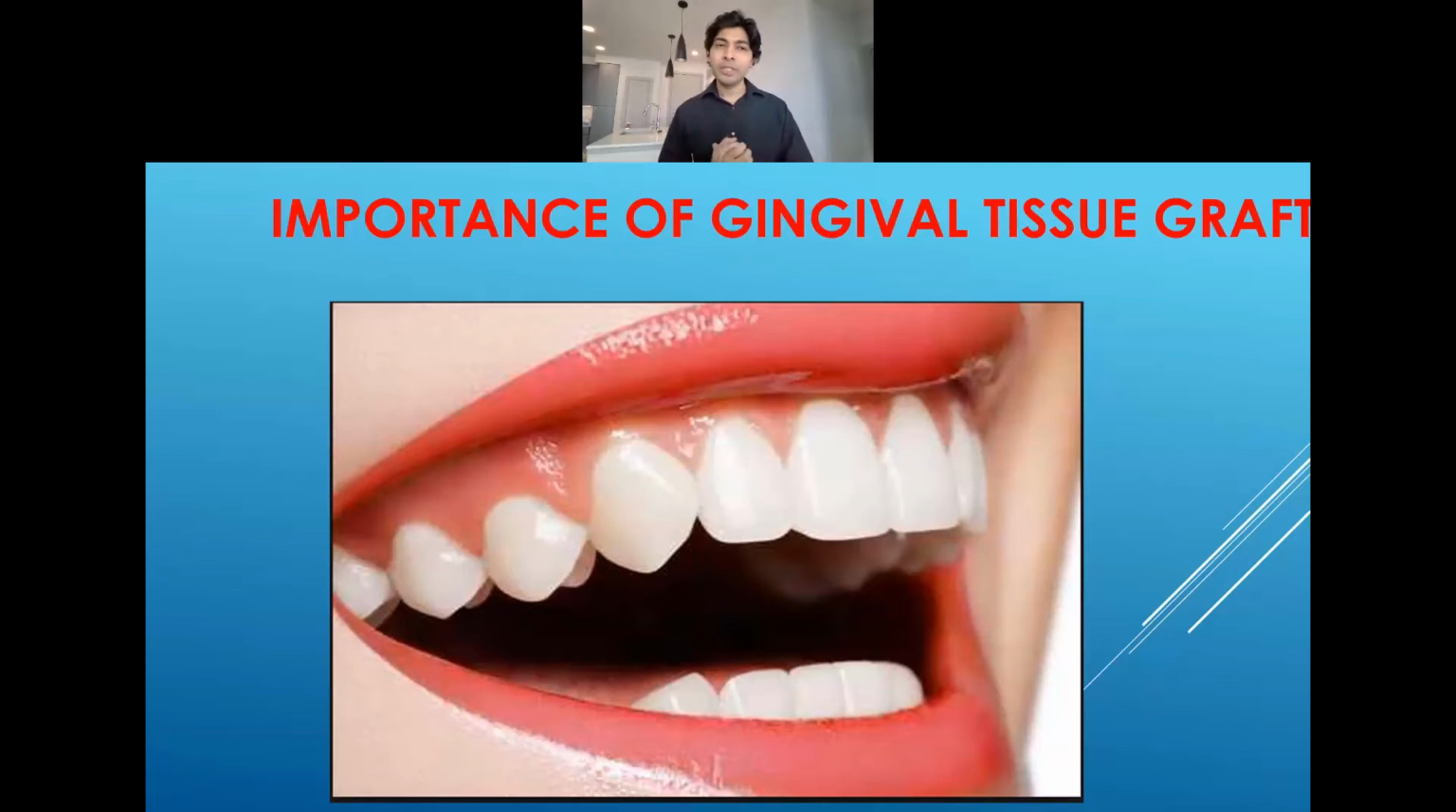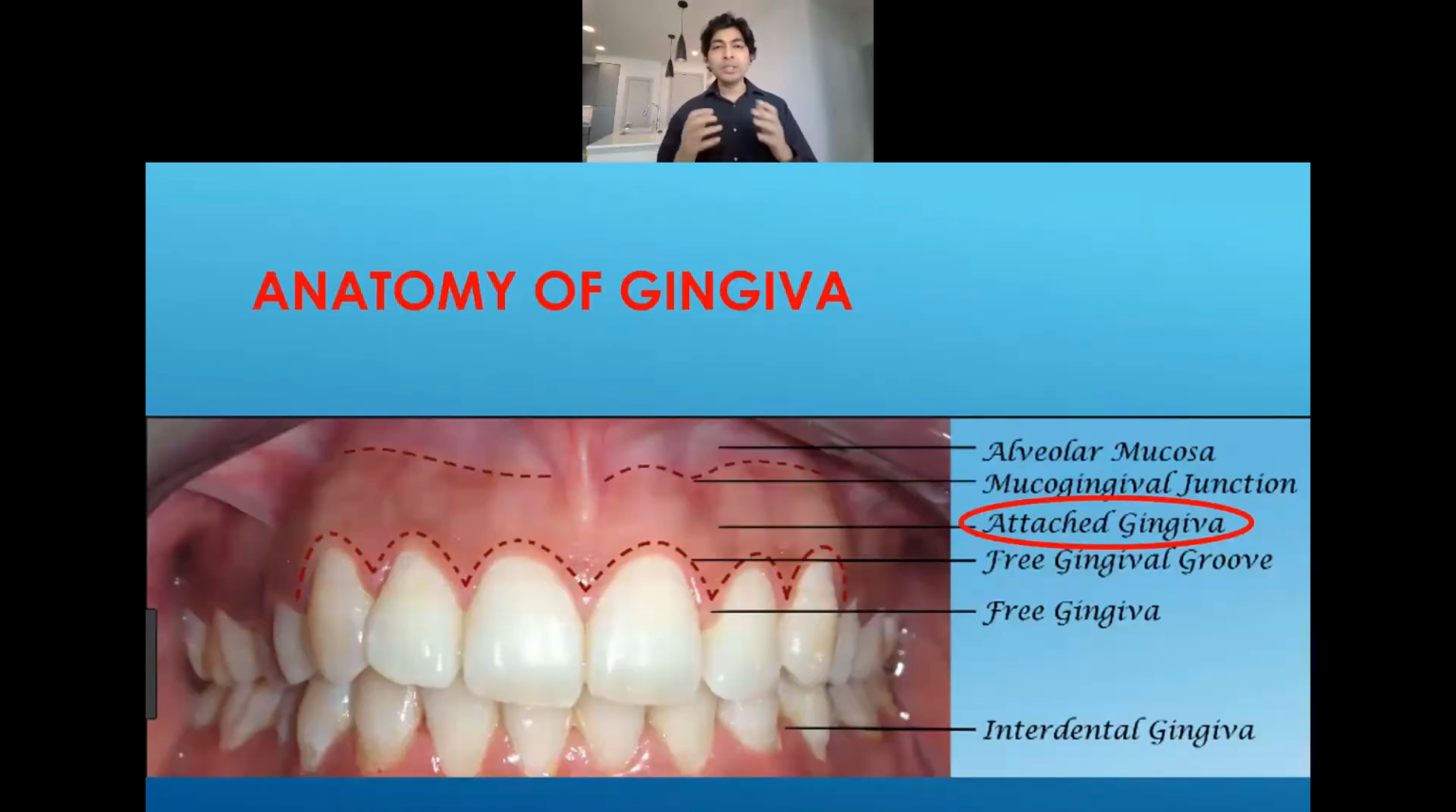In today's discussion, I'm talking about the importance of gingival tissue graft. Let's look at the anatomy of the gingiva. The top layer is the alveolar mucosa. The first dotted line is the mucogingival junction. In between the two dotted lines is the attached gingiva. Then we have the free gingiva, and in between the two teeth is the interdental gingiva.